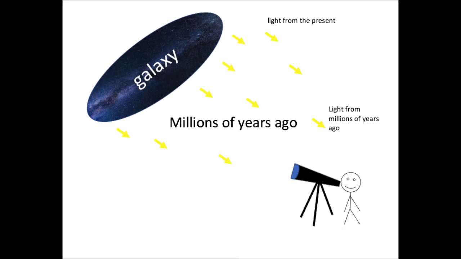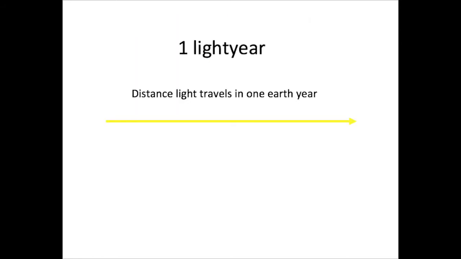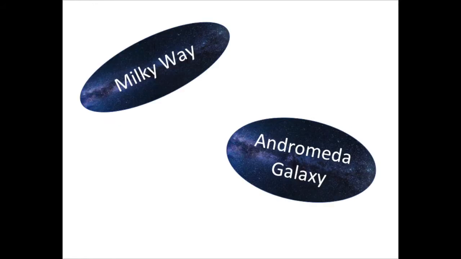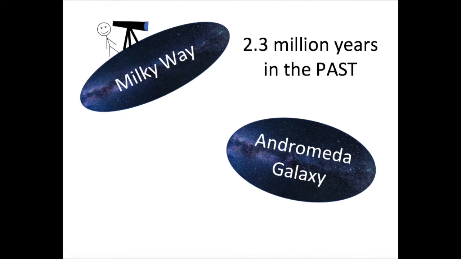Also, when we look at galaxies millions of light years away, we are actually seeing those galaxies as what they looked like millions of years ago. A light year is how far light travels in one Earth year, which is about 9.5 trillion kilometers. The closest galaxy to our Milky Way is the Andromeda Galaxy, which is 2.3 million light years away from us. So when we look at it, we see it from 2.3 million years in the past.